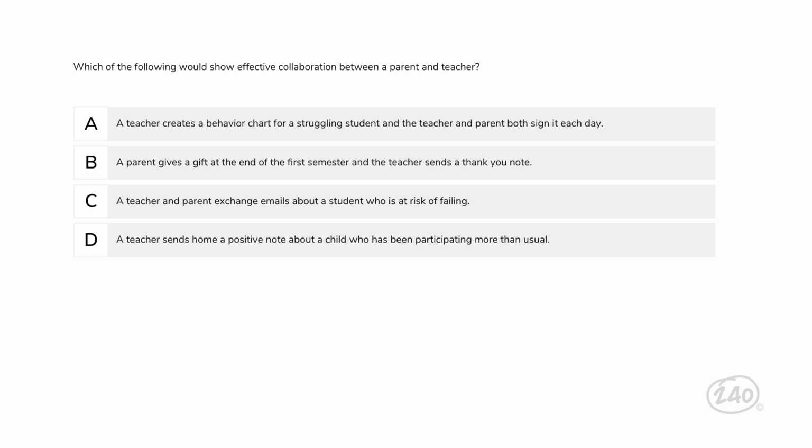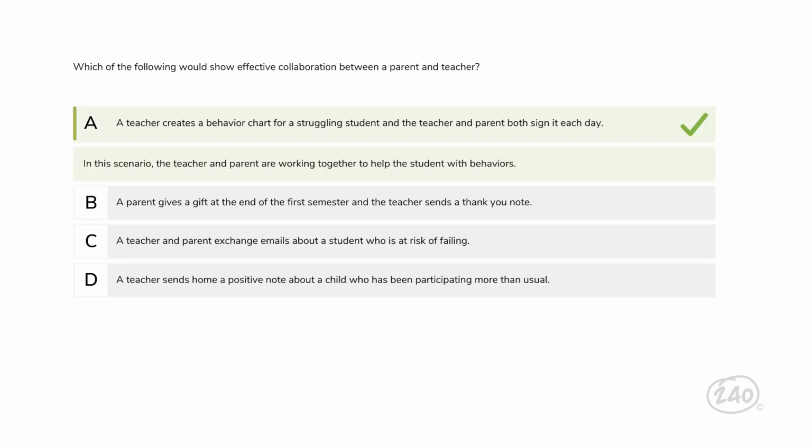Okay guys, the key word here is collaboration. Though these are all positive interactions between a teacher and a parent, only one of these choices is a true collaboration. Got your answer ready? The answer is A. In this scenario, the teacher and parent are working together to help the student with behavior issues. You're doing great, just a couple more.